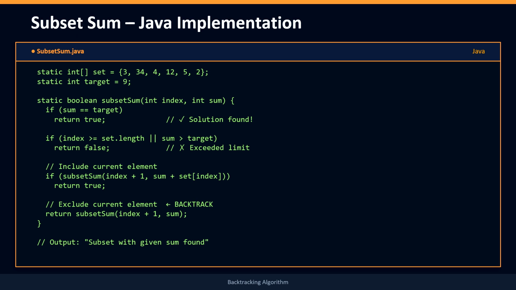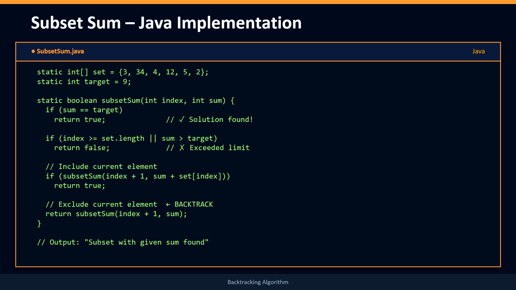Now, let me explain the subset sum Java code. Here, we use recursion to check all possible subsets. We have a function that takes three parameters: the array, the target sum, and the current index. At each step, we have two choices. First, include the current element in the subset. Second, exclude the current element.